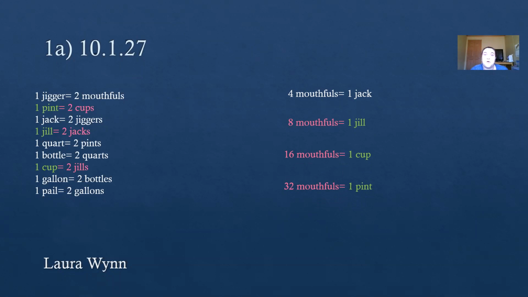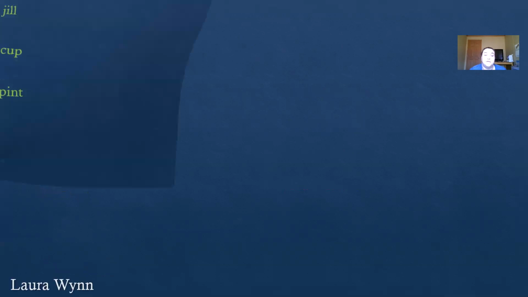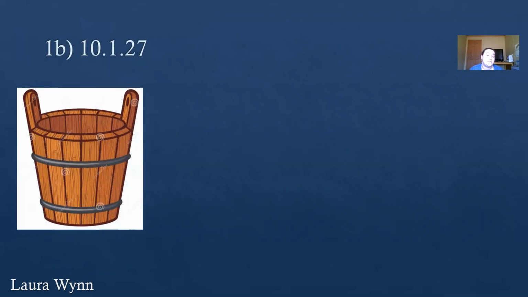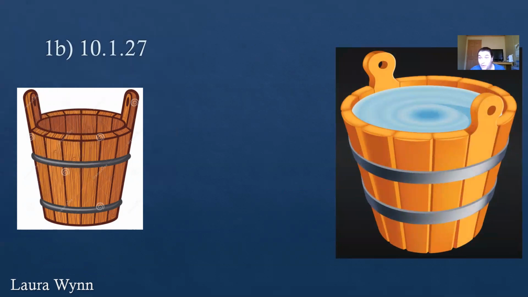Now there's another step to this problem, and it wants us to fill up an empty pail. Here's our empty pail. It wants us to put in a mouthful, 1 jigger, 1 jack, and so on, all the way to 1 gallon. And they want us to know, is the pail going to be full, overflowing, or is there room for more? So I went ahead and filled up our little pail. Now it's almost completely full, but not quite there. By the calculations, there's room for at least 1 more mouthful in this pail.